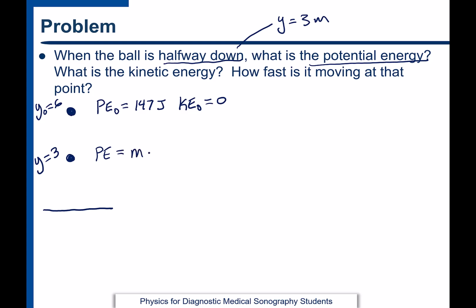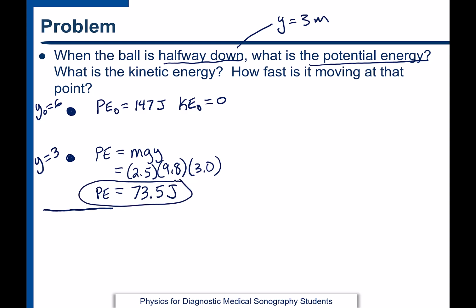Well, PE is just equal to mgy. And you'll notice here that the only thing that's changed is that height. So I've got 2.5 kilograms for the mass times 9.8. But now I'm only multiplying by 3. And when I calculate that, I get a value of 73.5 joules. So that's the potential energy when it's halfway down.